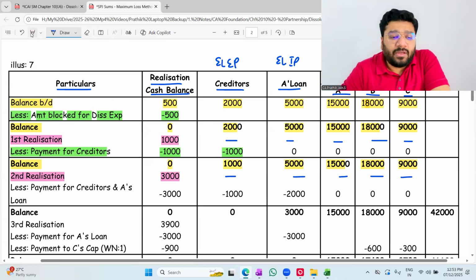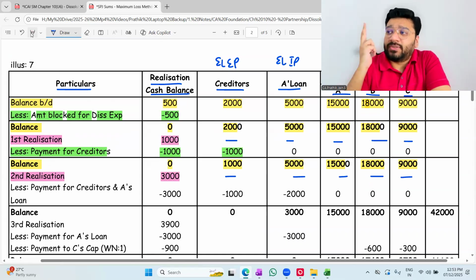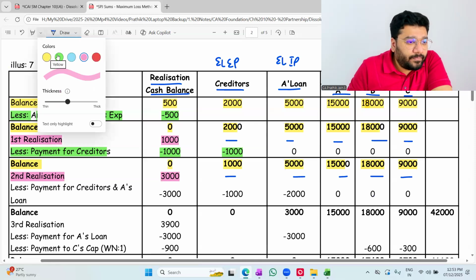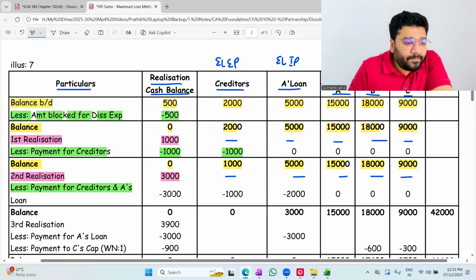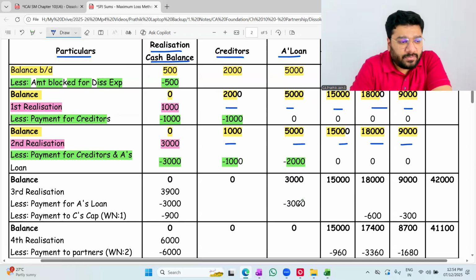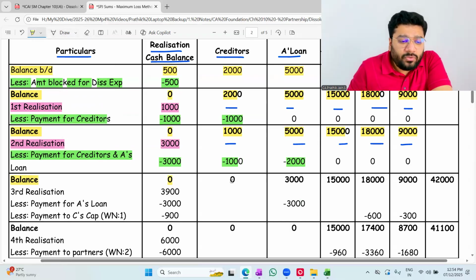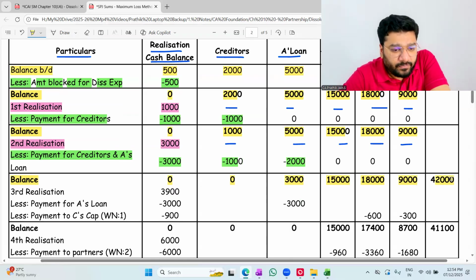In this 3,000 rupees, 1,000 to make payment for creditor. Creditor's balance will now become 0. How much is my cash balance? 2,000. That 2,000 will make the payment to ACE loan. Less payment to creditor, 3,000 gone: creditor and ACE loan put together, 1,000 and 2,000. No payment done to partners. So what is the balance? Cash balance 0. Creditor's balance 0. Loan out of 5,000, 2,000 paid, so balance is 3,000. Partners capital will come as it is. Total capital 42,000.